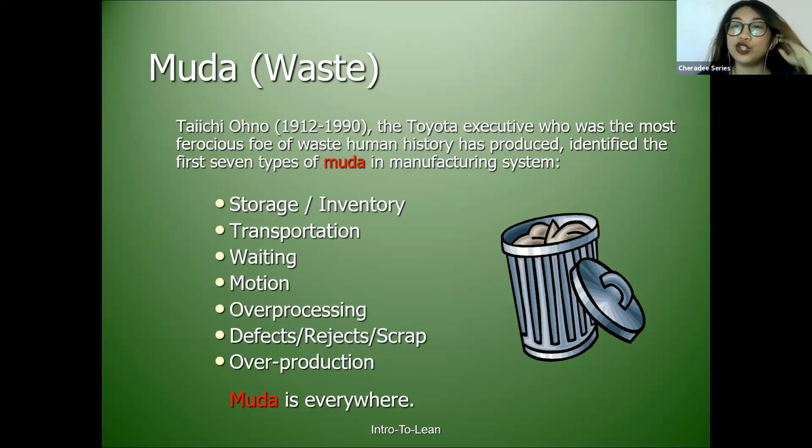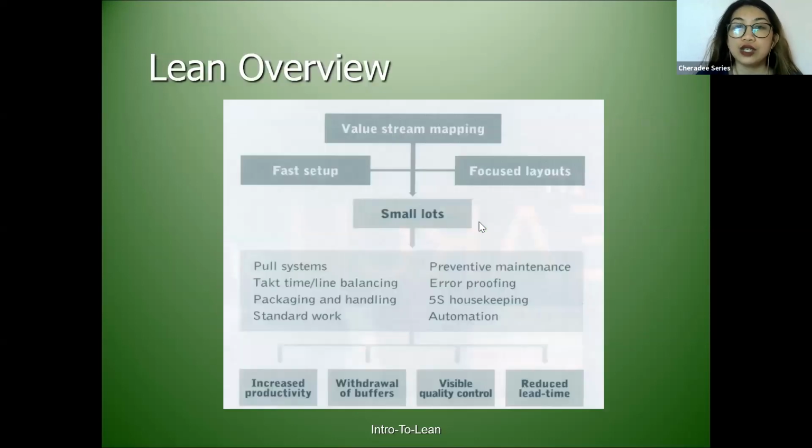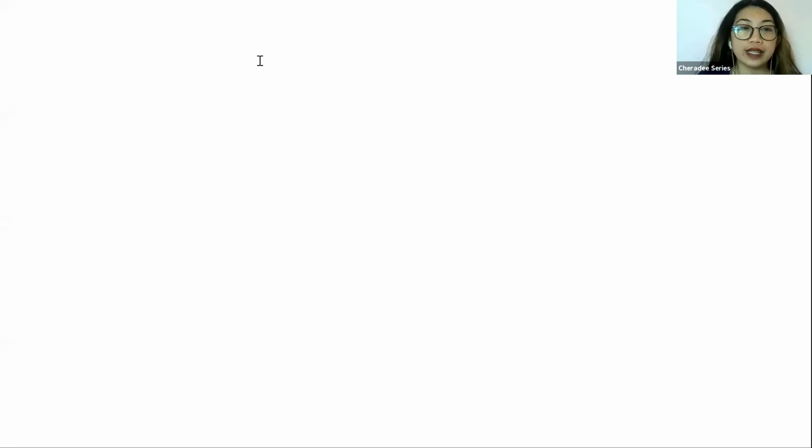Di siya ganahan og waste kay na-notice niya that the reason why there is too much cost in our product is because we have too much waste. Okay? So these are the 7 types of waste. So muda. Muda is the Japanese term for waste. Okay? So, I'll stop share. I'll open the whiteboard. Alright? Okay, I'll write it down.